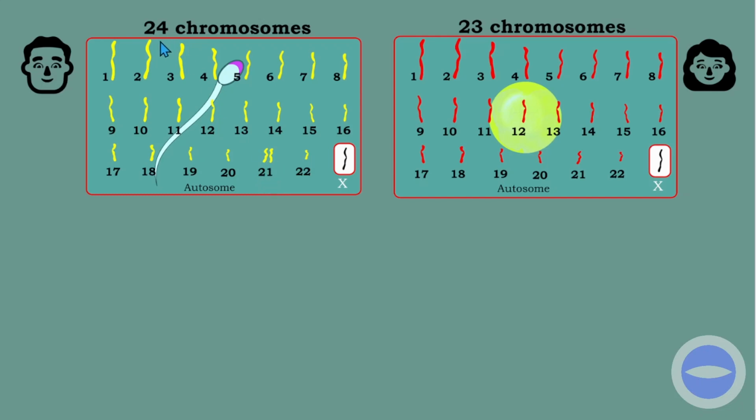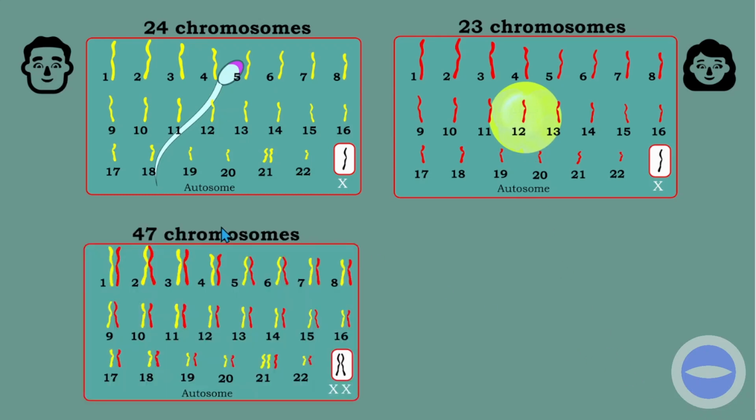So we have 24 chromosomes. And then in the female, the X cell, everything is perfect. And then when a sperm cell and an egg cell fuse, we end up with a cell with 47 chromosomes. If you can see, they are in pairs now, from maternal and paternal.